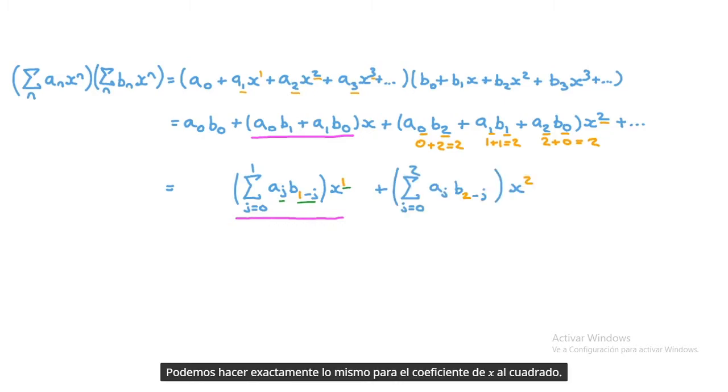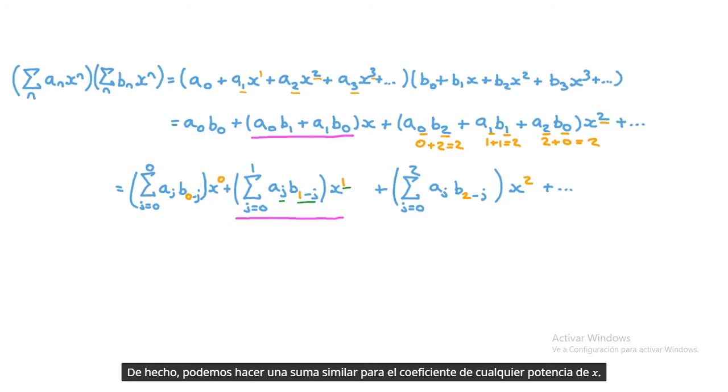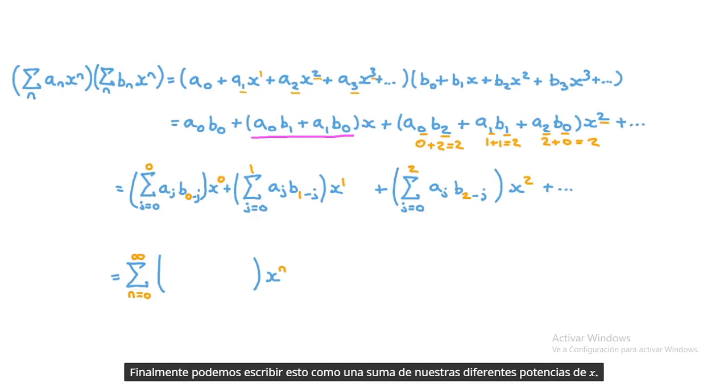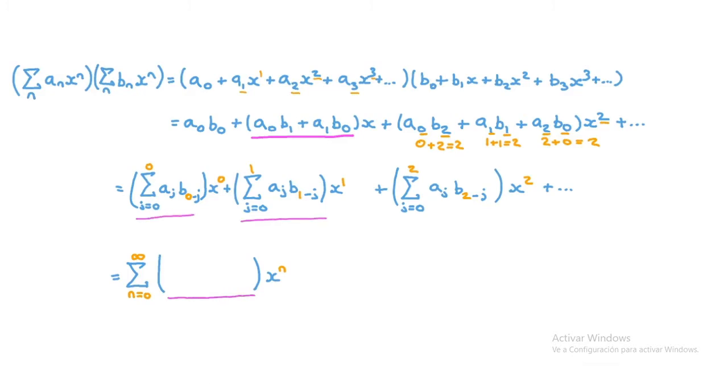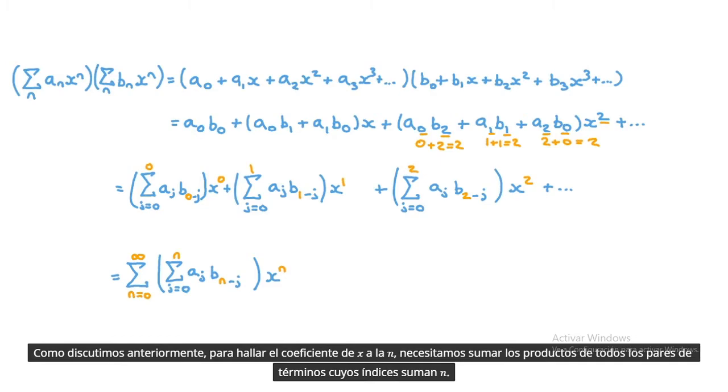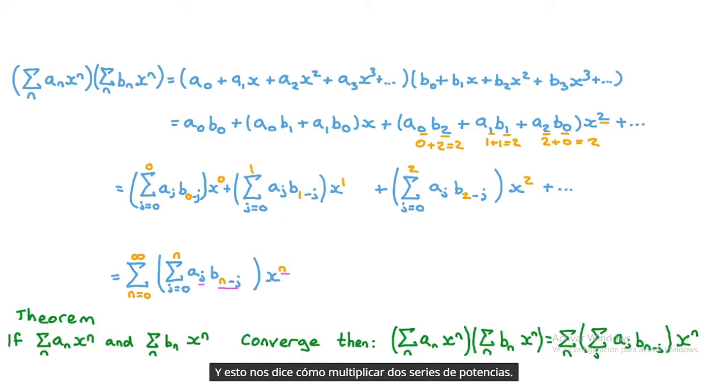We could do exactly the same for the coefficient of x squared. In fact, we could make a similar sum as the coefficient of any power of x. We can finally write this as a sum over our different powers of x, where each coefficient of our power of x will be equal to one of the coefficients we found earlier. As we discussed earlier, to find the coefficient of x to the nth power, we need to add together the product of all terms whose indexes add to n. And this gives us a motivation of how to multiply two power series together.